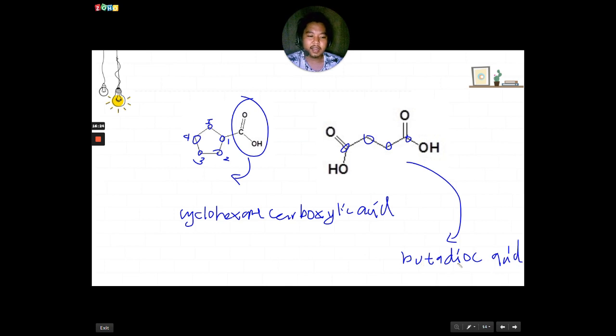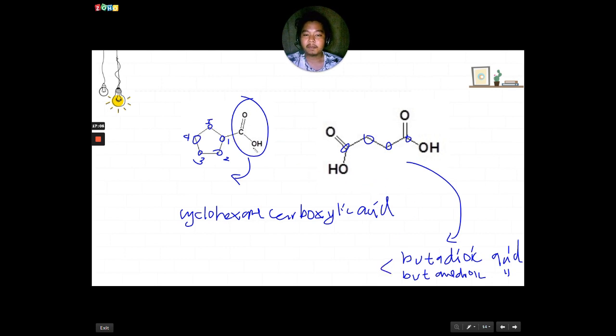So this is, if I recall it correctly, butadioic acid or butane dioic acid. So this is a challenge. I leave you again. Comment what's the correct one, butane dioic or butadioic acid. Should we drop the N and make it butadioic acid, or should we maintain the alkane name of butane, and we just add di to our oic acid, so dioic acid? Alin dito yung tama sa dalawa?